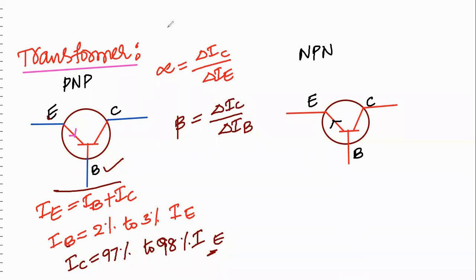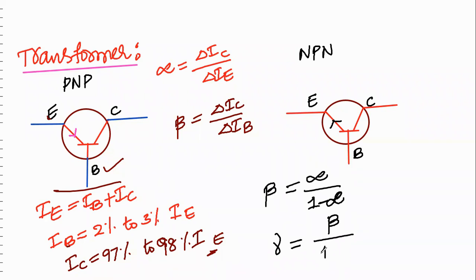So the relation between the configurations is like this. Beta is the current gain in the common emitter configuration. Beta is equal to alpha divided by 1 minus alpha. Gamma is equal to beta divided by 1 plus beta.